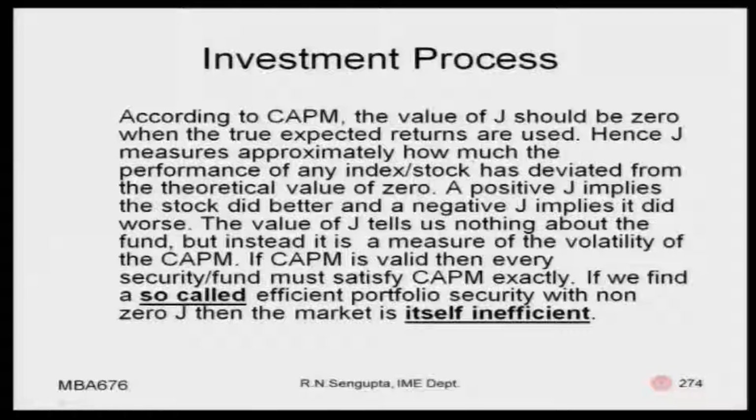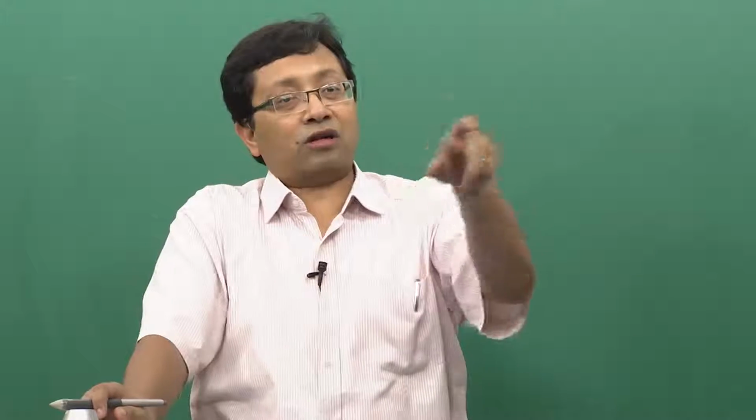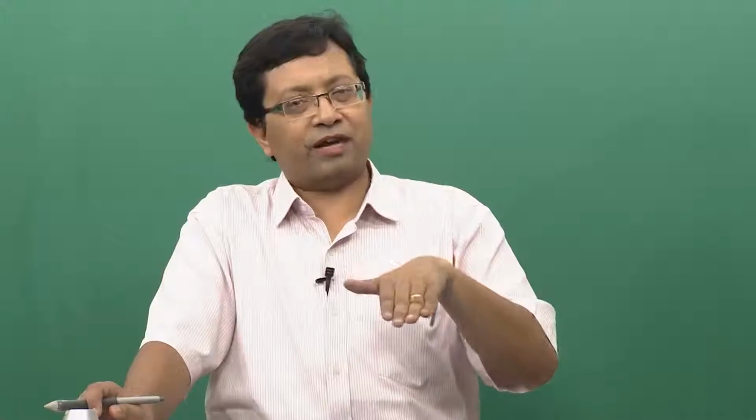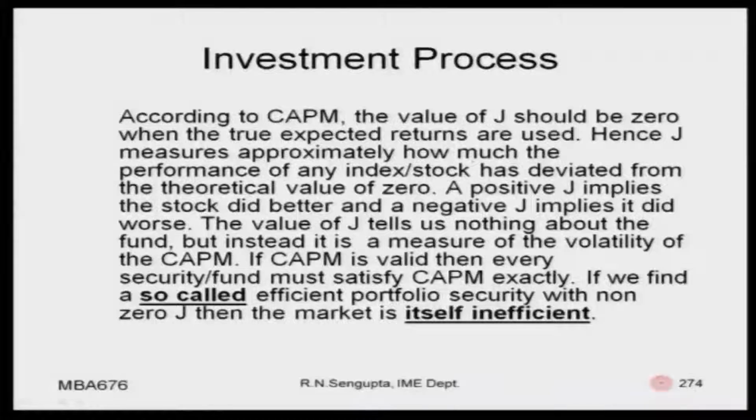According to the CAPM model, the value of J should technically be 0, which is right, because if the population and the sample averages are exactly the same, then the equation for the population, where expected values are used, and the equation with hat values would not have any differences, which means the J value is 0. Hence, J measures approximately how much the performance of any index, stock or portfolio has deviated from the theoretical value of 0. A positive J implies the stock did better, and a negative J implies it did worse.